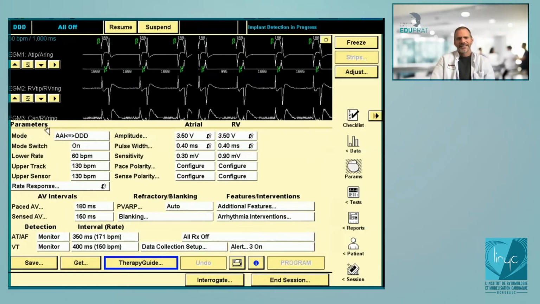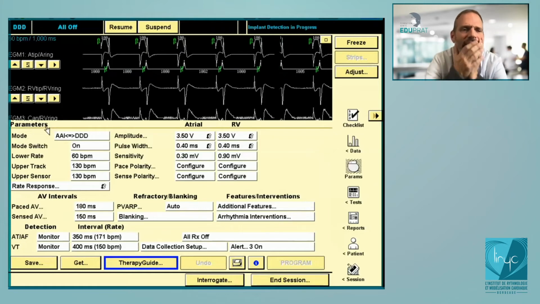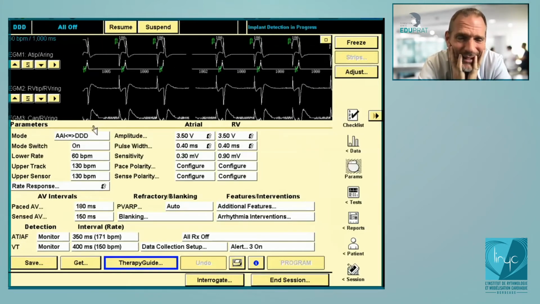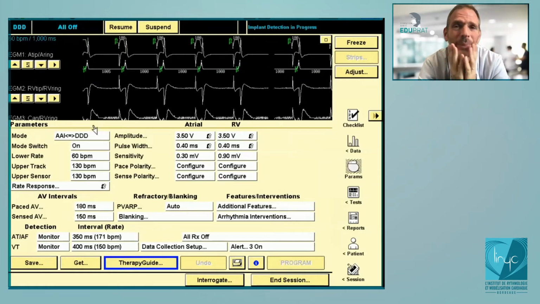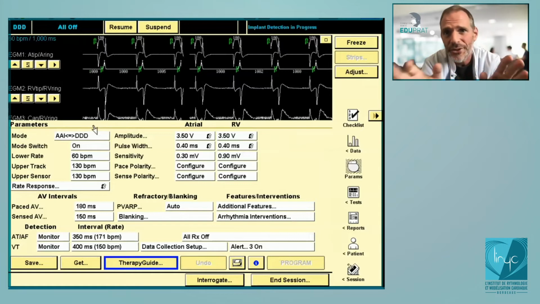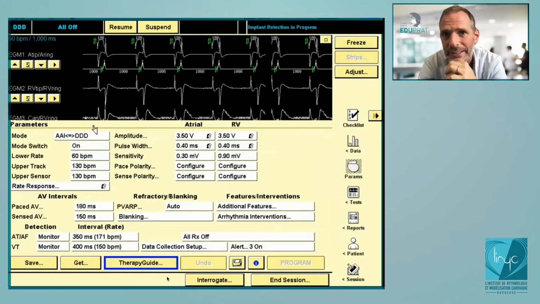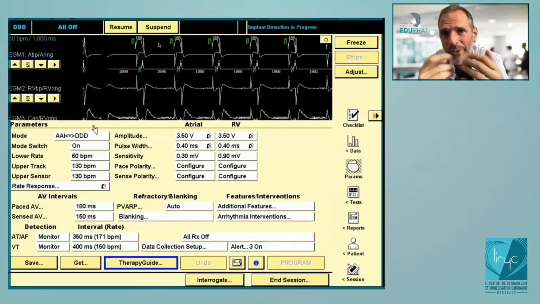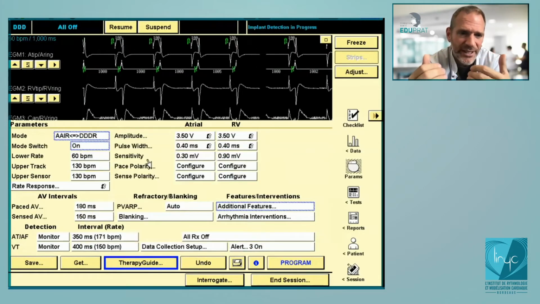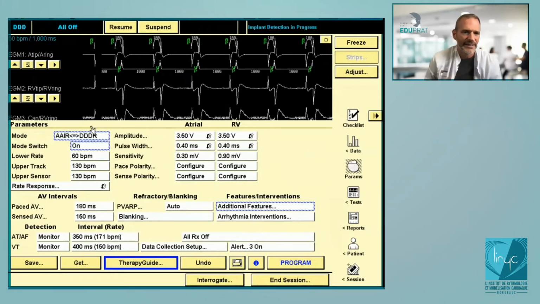So the thing is, you see, the mode is important. The question is, in a patient with sinus dysfunction, so it's nominal now, AAI DDD. The question is, should I program or not the rate adaptive function, the capacity of the pacemaker to pace faster during exercise? Okay, AAIR DDDR.